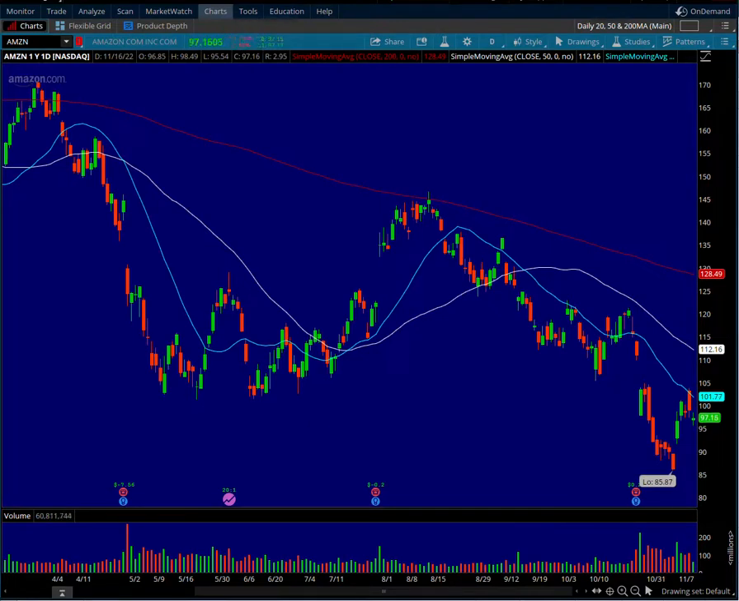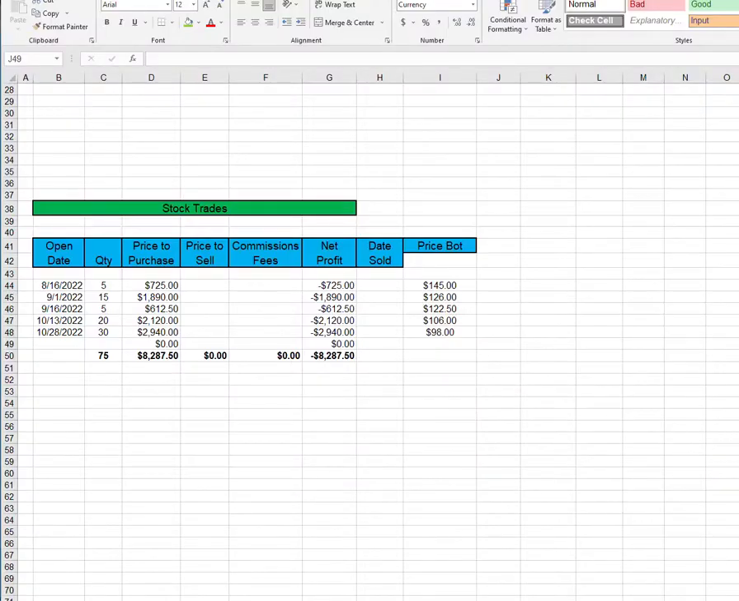Now I have my spreadsheet loaded with about a 75 share trade right now. These are just some imaginary buys that I placed the last few weeks. We have the date, quantity purchased, the price we purchased at, and then this is just a calculation of shares times share price to give us a total. So right now we've got a 75 share position, with a little under $8,300 invested in the trade.